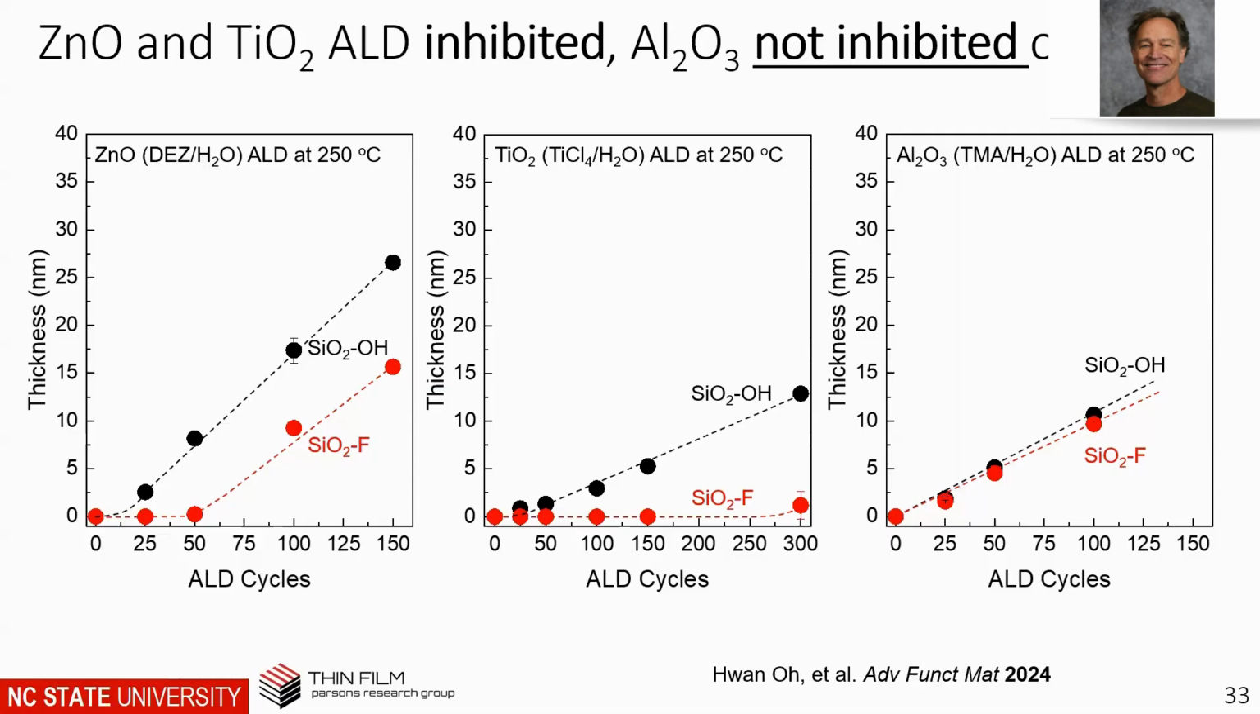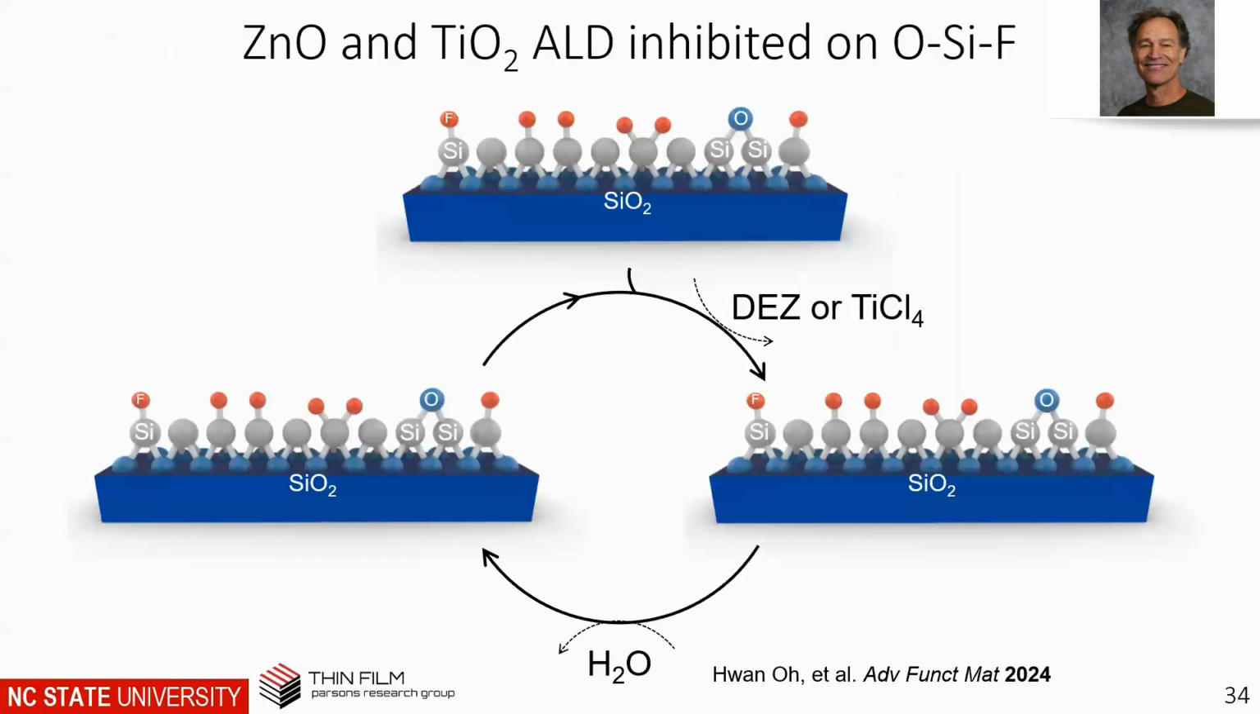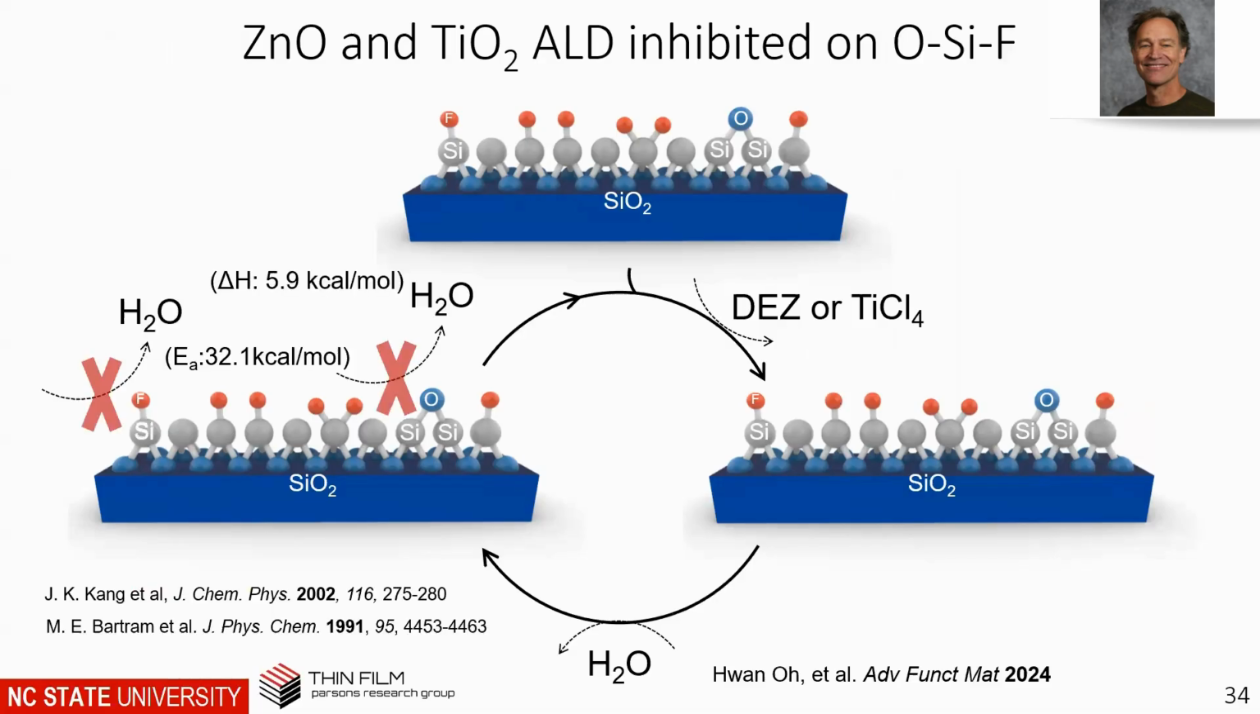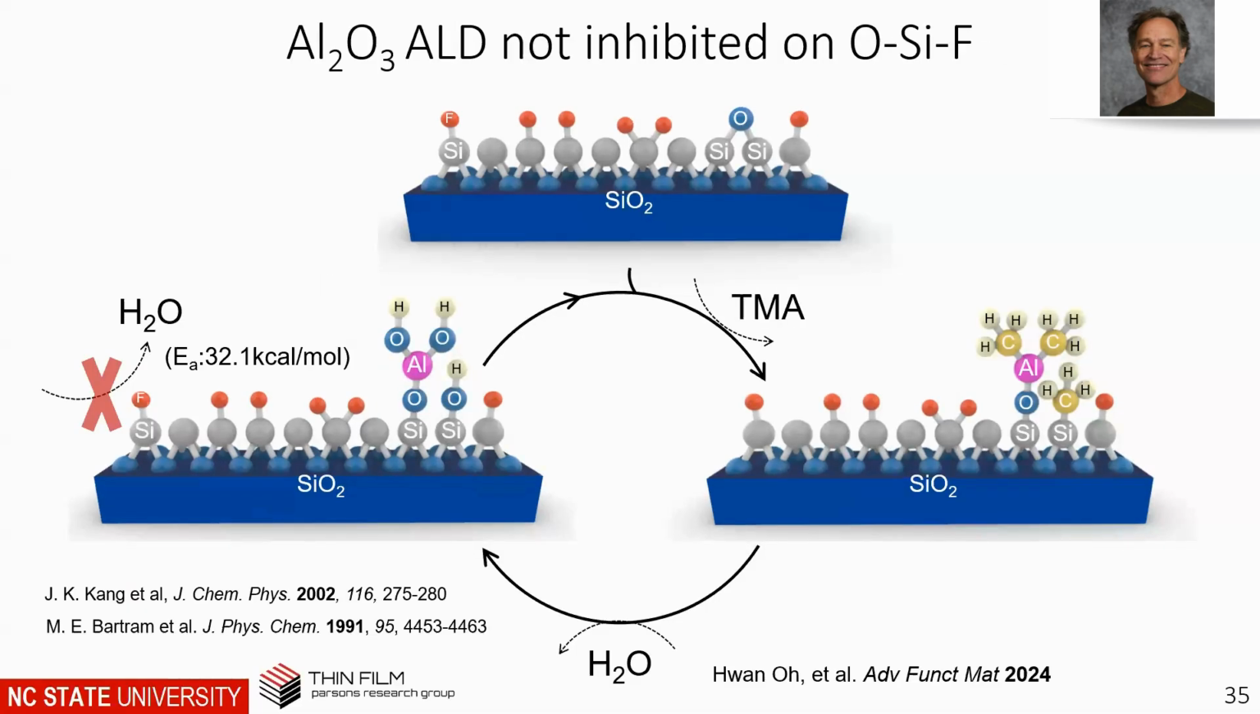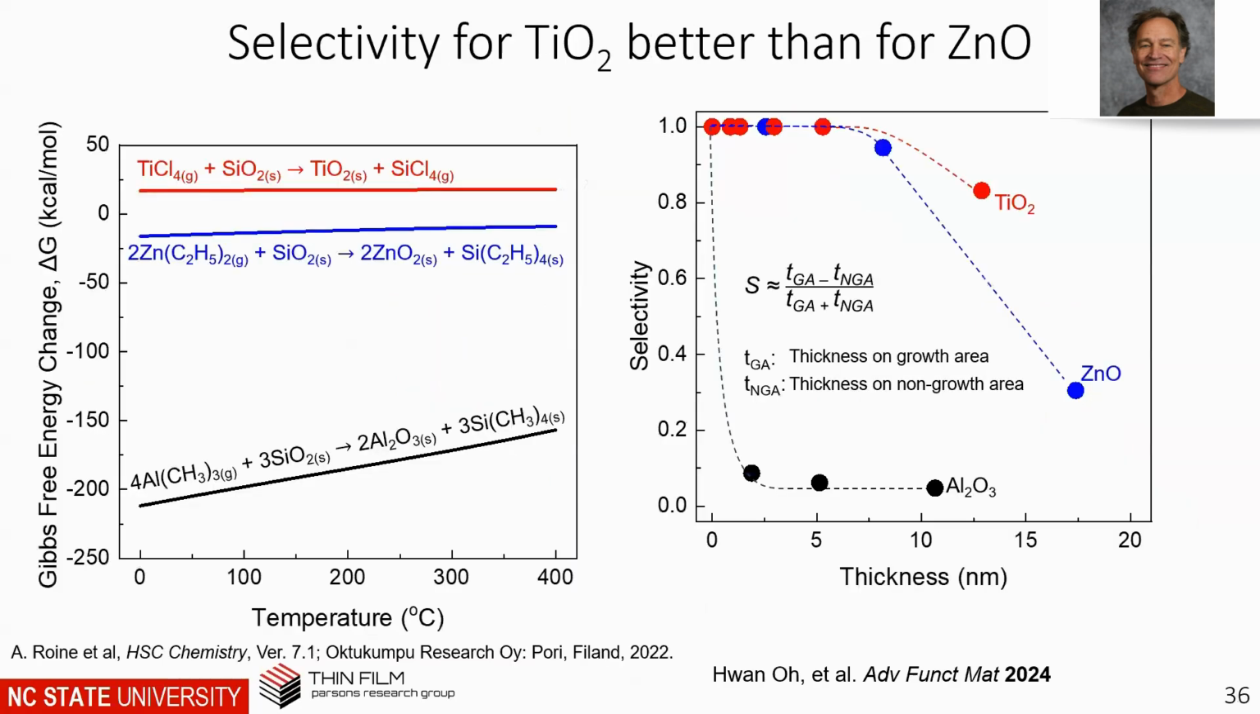What's going on there? So what we think is happening is that these reactants, the diethyl zinc, do not react with the fluorine, and when we bring in water, that also doesn't react, so we're able to get selectivity. However, when we bring in the aluminum, remember those bridges I told you about? See that bridge? It's reacting with that bridge site. That's what we think is going on. And therefore, that's why we get no selectivity for aluminum oxide and good selectivity for these other materials.